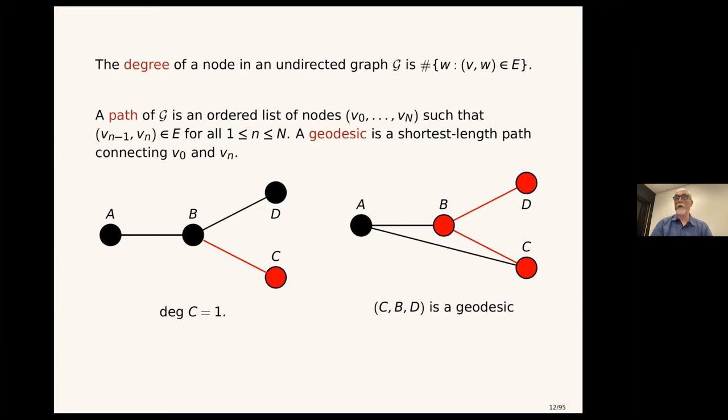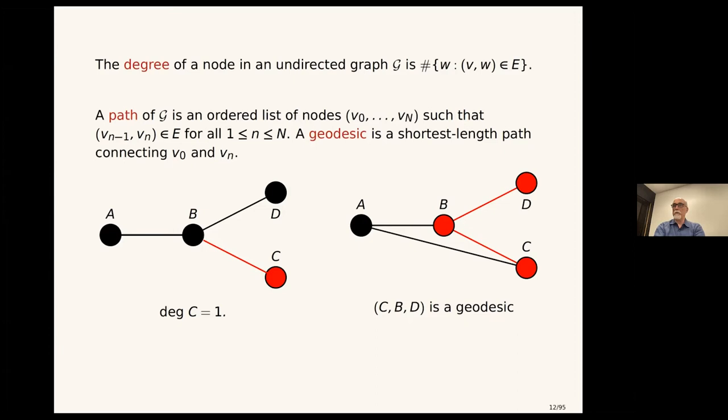So let's talk about graphs. So we have a node. Let's look at node C, okay? In the graph on the left, C is a node. It has one edge coming out of it, so we say that it is of degree one. If we look at node C in the picture on the right, we now see two edges coming out of it. And so we say that C in that graph is of degree two. Degree measures the number of edges attached to a node.